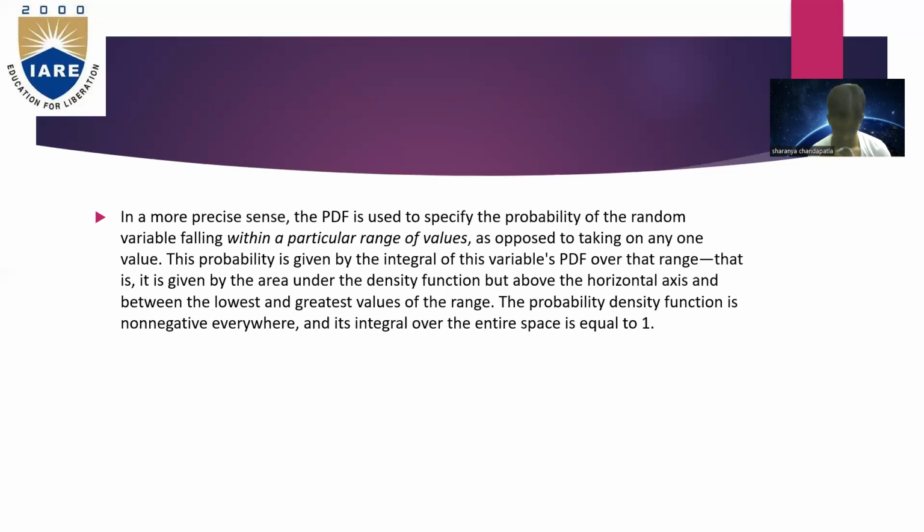In a more precise sense, the PDF is used to specify the probability of the random variable falling within a particular range of values, as opposed to taking on any one value. The probability is given by the integral of this variable's PDF over that range. That is, it is given by the area under the density function, but above the horizontal axis and between the lowest and greatest value of the range.